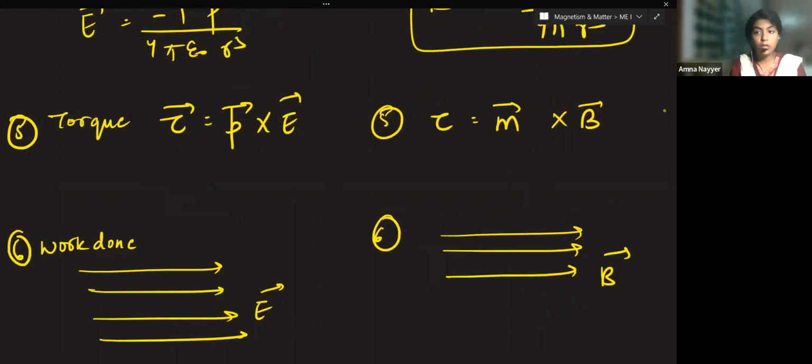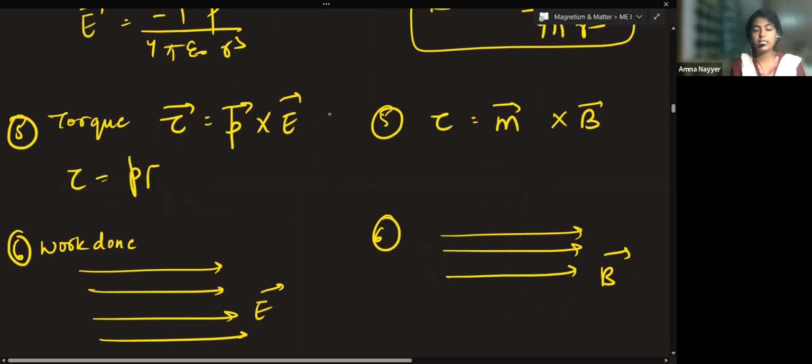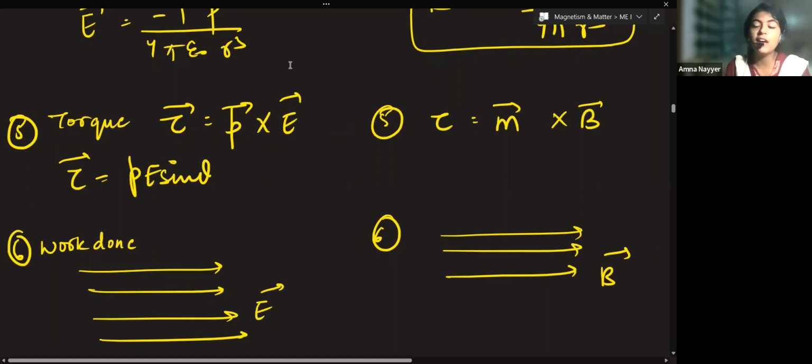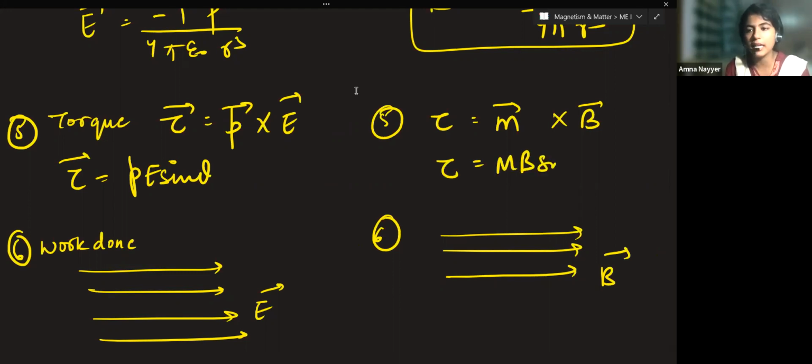Torque is P cross E, which is written as P E sine theta, in case of electric field and presence of an electric dipole. For magnetics, you have M cross B. So torque is what? M B sine theta. Or even you can write it as N A I B sine theta. Fine? That is torque. Already discussed, we are just revising.